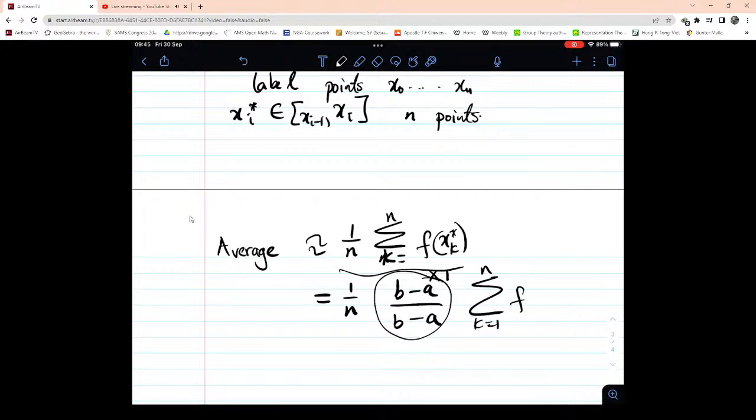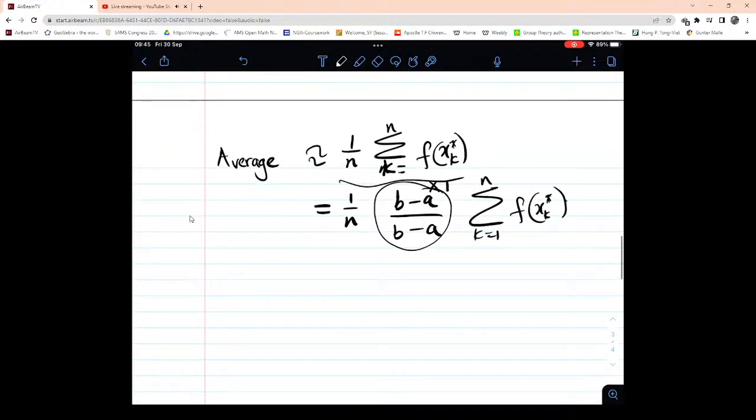And f k star like that, right? And then from here, we can rewrite this as, if we take b minus the denominator here, and put everything else after the sum sign, then we have something like this.